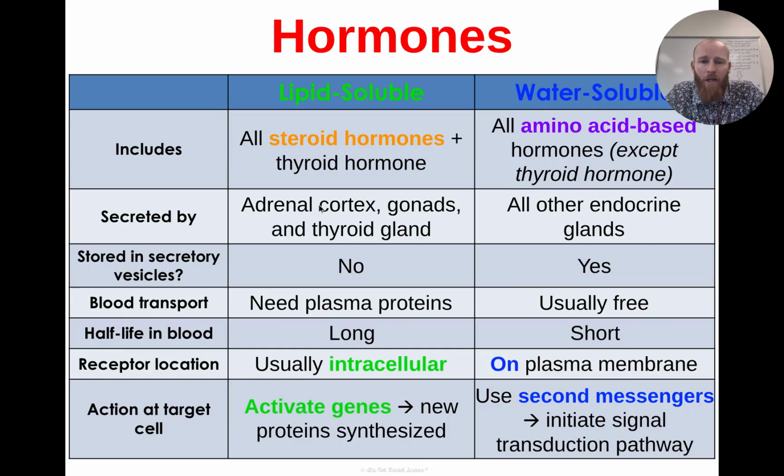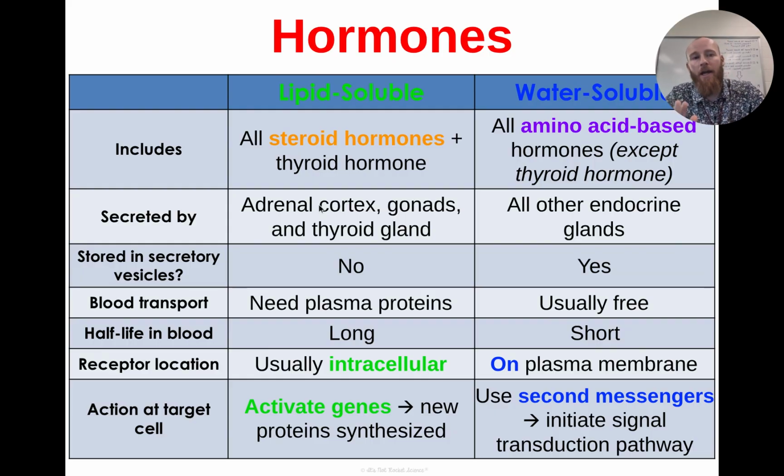Their half-life in blood is long because they won't dissolve readily in just our fluid environment within our bloodstream. The receptor location is usually intracellular. They're lipid soluble, meaning that they can readily pass through those cell membranes and into the cell, where they can then have their effect on those internal receptors. And their action is that they specifically will target genes, and that will create new protein to be synthesized within those cells, and those proteins will ultimately respond to whatever homeostatic imbalance is there.